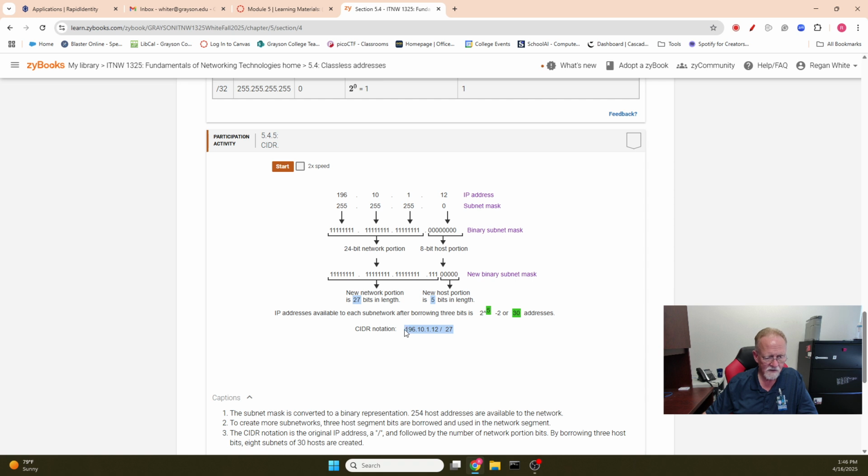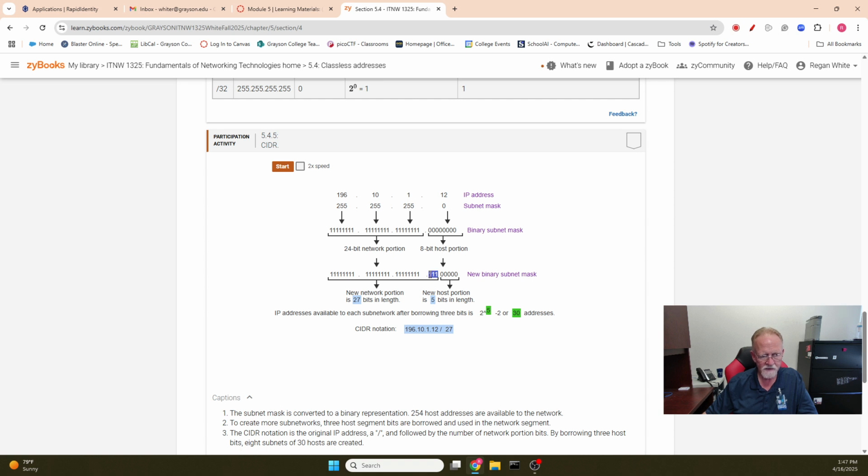And the CIDR notation would be 196.10.1.12/27. Remember, we went from 24, we borrowed 3: 24, 25, 26, 27. So this is how you would subnet a regular Class C address, or a regular 255.255.255.0 subnet mask. So we want to make the network smaller. We're going to divide the network up into pieces. So now we're going to take 3 of these bits and make them network bits.